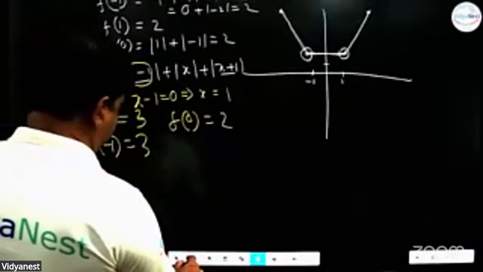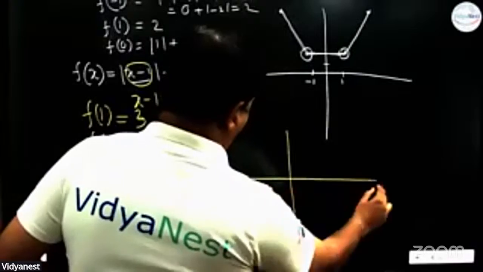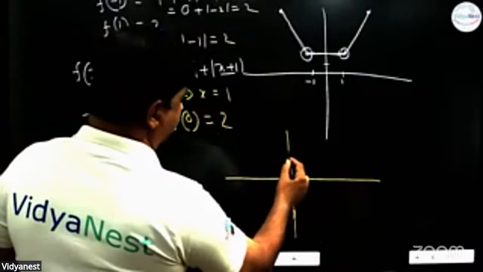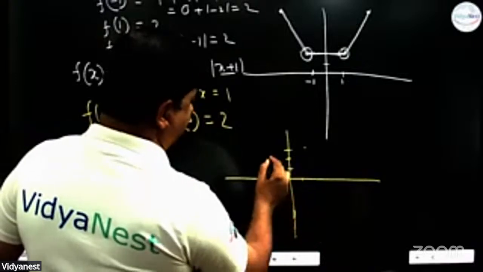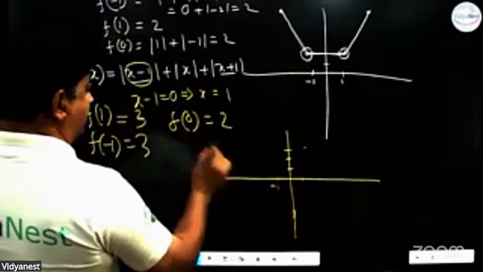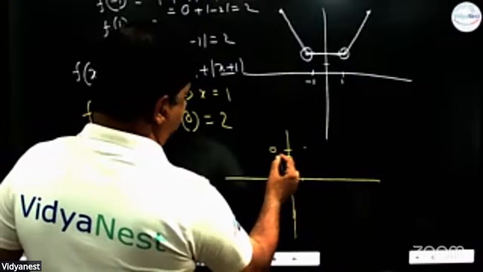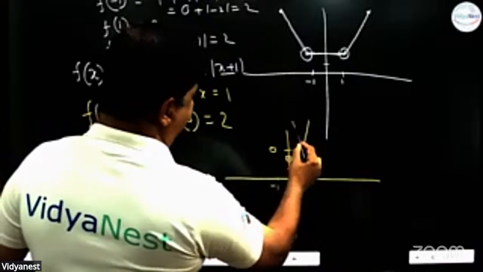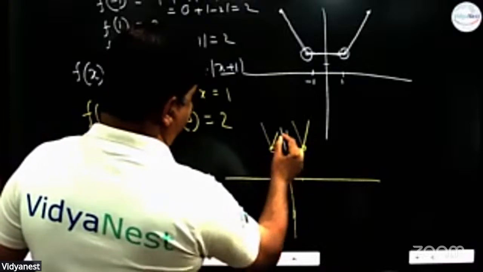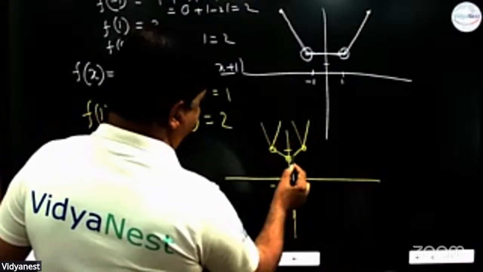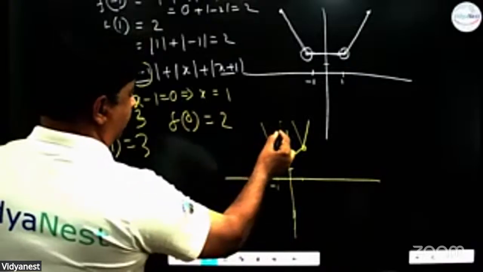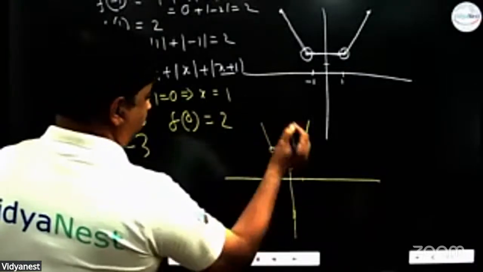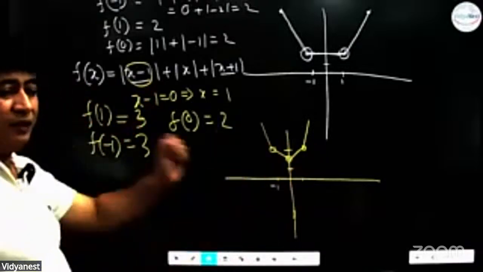See, plot on graph. The mechanism I have told. At 1, 3. So at minus 1 also 3. At 0, it is 2. Now, draw one V shape, draw one V shape, draw one V shape. You wrap the inner part of the V shape. Inner part, the tree, you wrap. This is the figure. Understand?